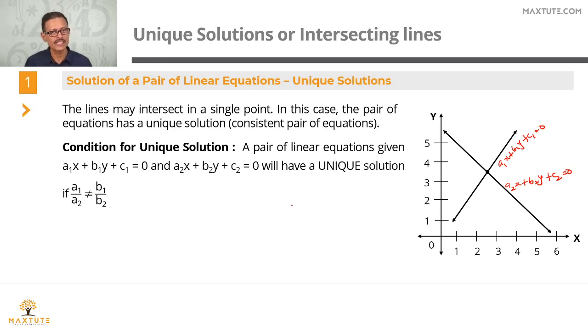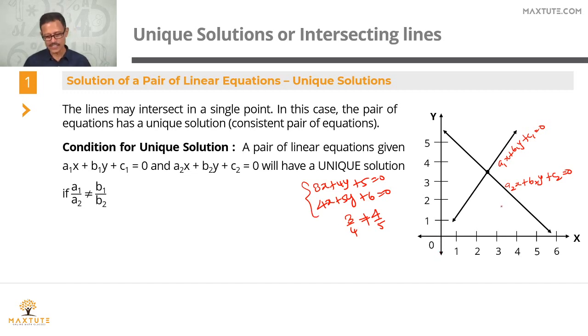Let's take an example, elucidate it, and then consolidate what we mean by this graphically. I'm going to take an example. 3x plus 4y plus 5 equals 0 is equation 1. Second one, let's take it as 4x plus 5y plus 6 equals 0. What is a1 by a2? a1 by a2 is 3 upon 4. What is b1 by b2? That's 4 upon 5. 3 upon 4 is not equal to 4 by 5. Therefore, this pair of linear equations will have a unique solution.